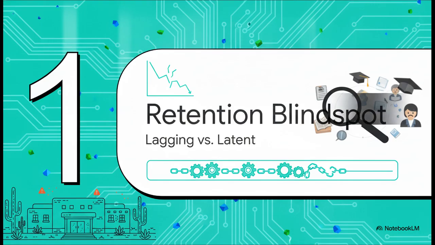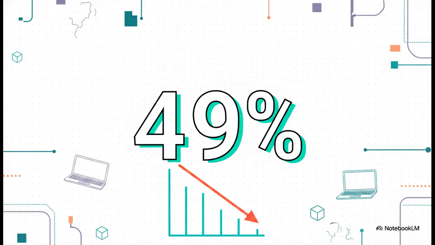The retention blind spot. Lagging indicators versus latent signals. Okay, so to ground this, we're looking at a very real high-stakes scenario at an institution in Sonora, Mexico. They were facing a literally devastating 49% cohort dropout rate. I mean, imagine nearly half the class just disappearing. And this wasn't about a lack of student capability at all. This was a crisis driven by severe digital poverty, grueling 90-minute commute times, and students working really long hours off campus just to survive.